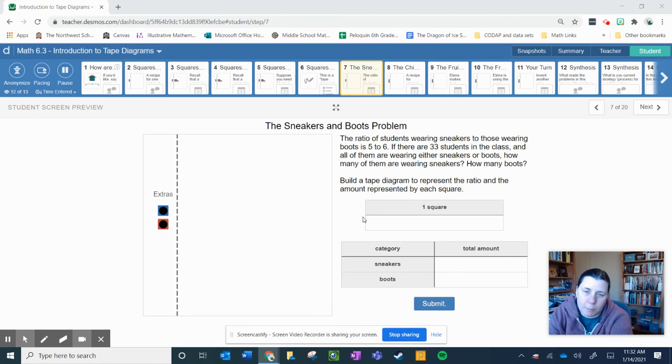Okay, so the first thing I'm going to do is build my tape diagram based on the ratio. The ratio is 5 to 6, 5 students wearing sneakers for every 6 students wearing boots. So I'm going to pull over 1, 2, 3, 4, 5 squares that represent the portion of the students in class that are wearing sneakers. And then this one's going to be boots, 5 to 6. So it's the same, but one more.